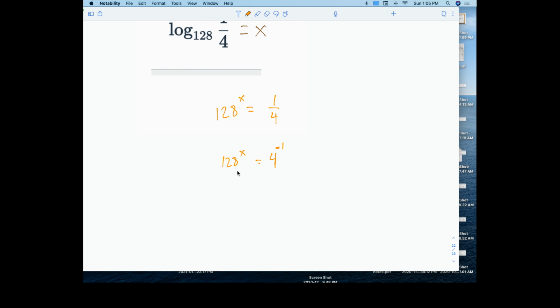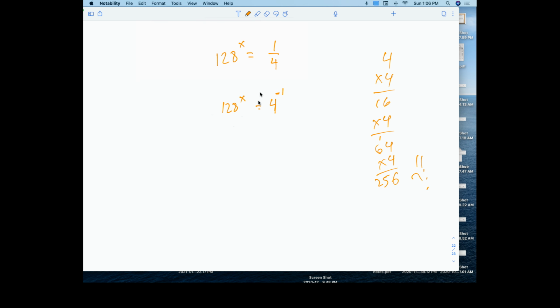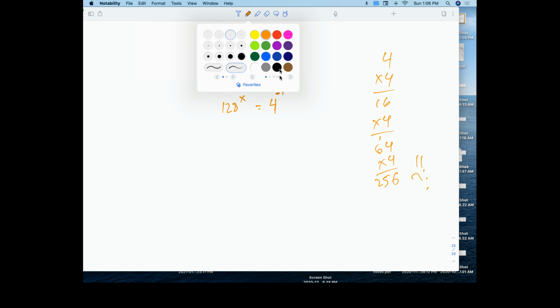And then we want to figure out, hey, can we get these bases to match up? And so the idea here is, could we maybe change 128 to 4 to something? Well, I know 4 times 4 is 16, times 4 is 64, times 4 is 256. So no. Okay, but that's okay, because I can rewrite both 4 and 128 as a power of 2. So that's what we're going to do.